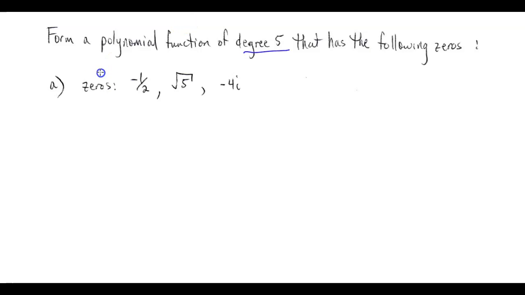Now we know that the irrational conjugate pairs theorem for zeros tells us that if I have an irrational number like this one, and I know it's irrational because square root of 5 cannot be expressed as a fraction, then I also know that an additional zero that I have is minus square root of 5. And I know that because the irrational conjugate pairs theorem tells us that if I have an irrational number that is a zero for a polynomial, then I know its conjugate is also going to be that.